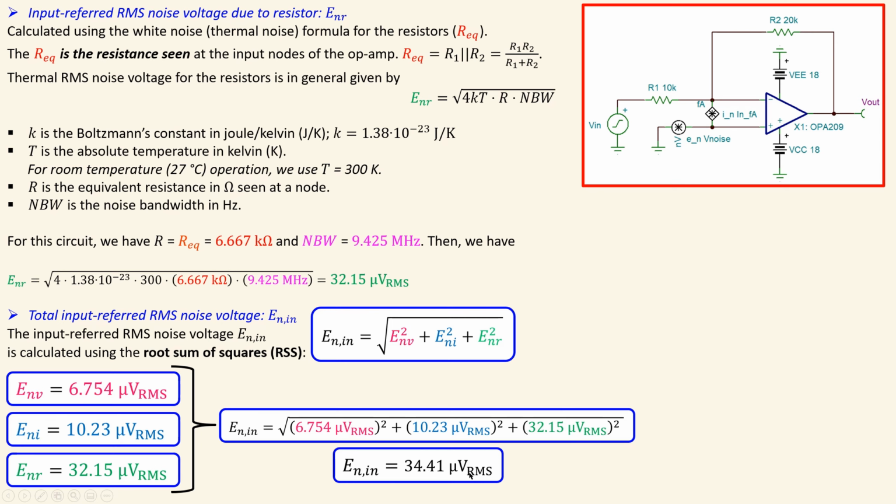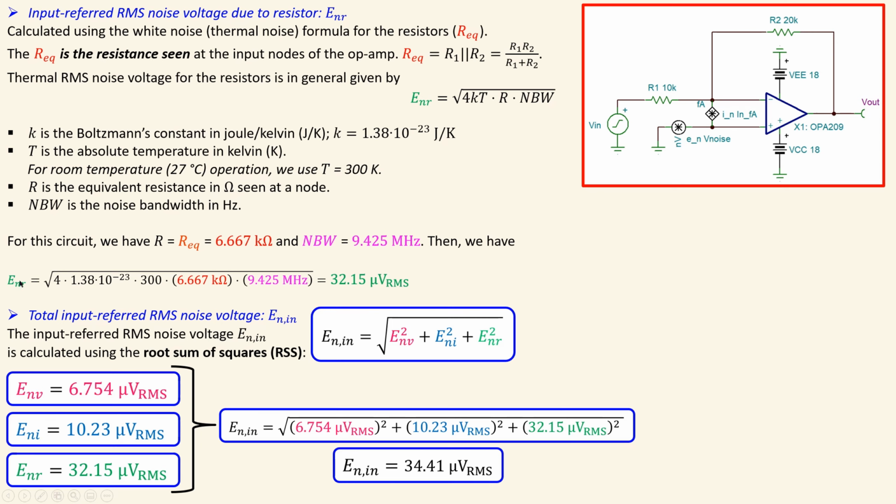34.41 microvolts RMS. What you see here is the following. The green one, which was the contribution by the resistors, so the thermal noise, is dominating, because the end result, the effective value of your input referred RMS noise voltage, is close to the value due to the thermal noise only.